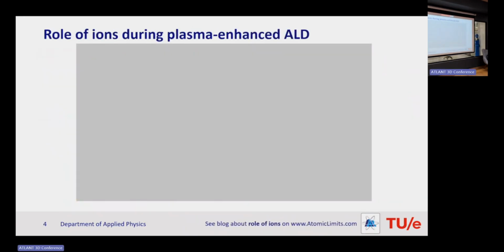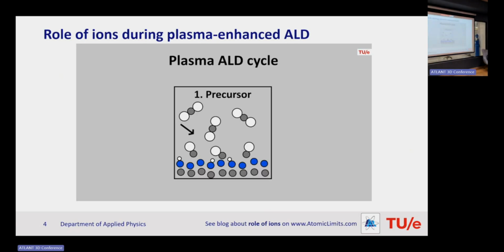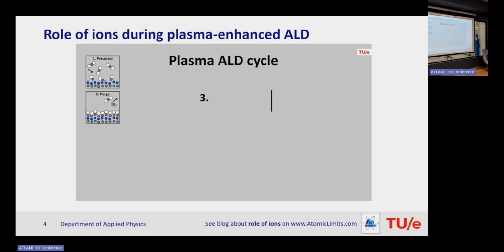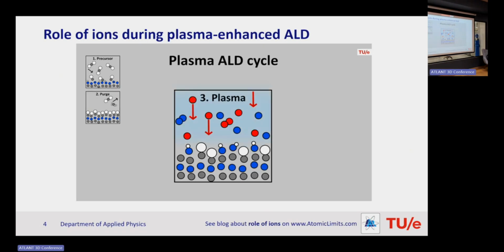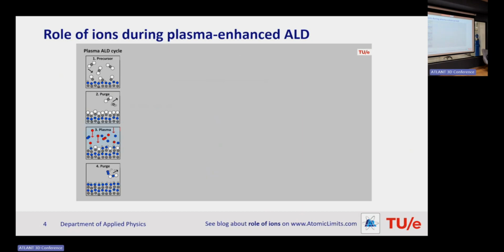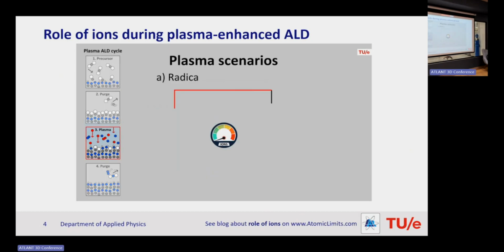Now, I think I have to get started here. We have been working on plasma-enhanced ALD for a long time, and we were looking into the role of ions during plasma-enhanced ALD. We made an animation because I think we can categorize the role of ions in several cases. So first, in this animation, we introduced the plasma-enhanced ALD cycle, and then there are basically four flavors.